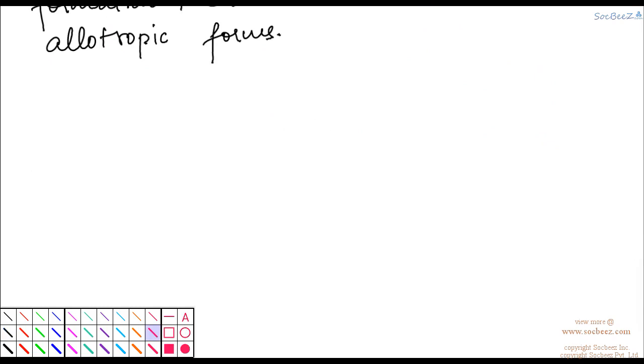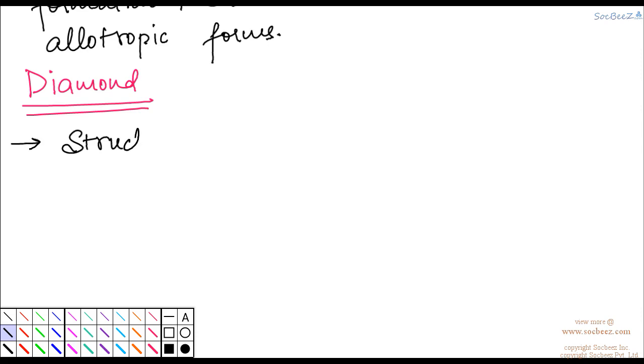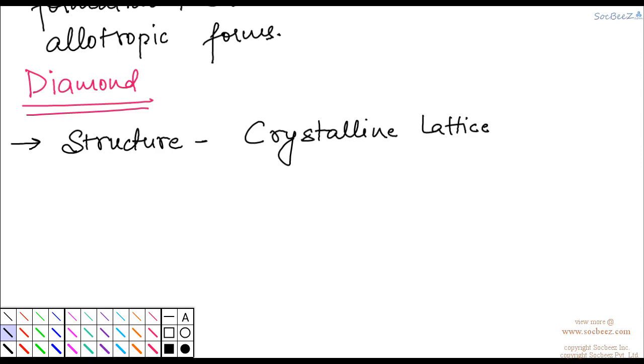The first allotrope which you would see is the precious diamond. Now, what is the structure of diamond? The structure of diamond is a crystalline lattice. Diamond has a crystalline lattice structure.